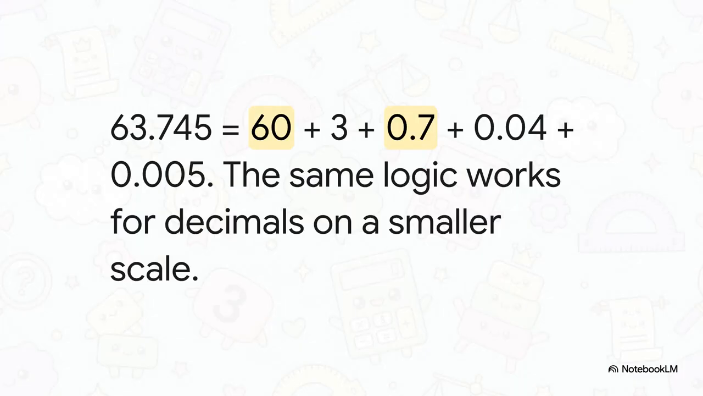And what's really cool is that the exact same logic works perfectly for decimals. With 63.745, we break it into 60 plus 3. But then, after that decimal point, the 7 becomes 7/10ths, the 4 is 4/100ths, and the 5 is 5/1000ths. It's the same principle, just on a much smaller scale.